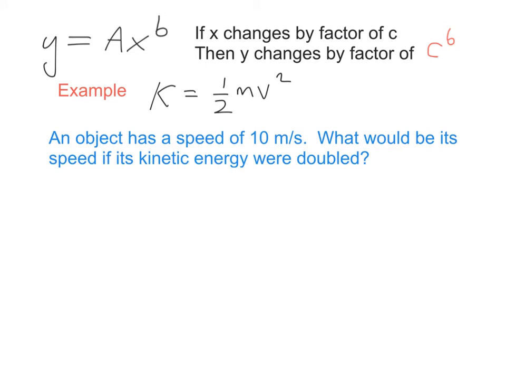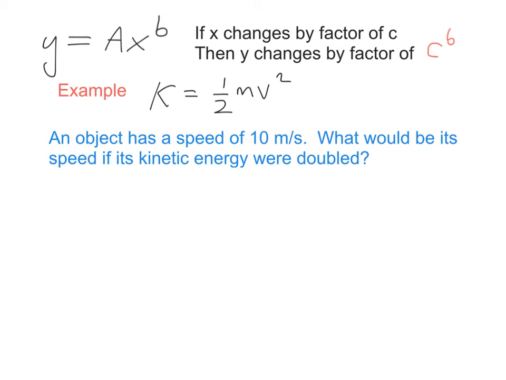An object has a speed of 10 meters per second. What would be its speed if its kinetic energy were doubled? The first thing we need to note is that we're being asked in this question how changes in the kinetic energy will impact the speed. But we have our equation written to get the kinetic energy in terms of the speed. We want to turn that around. So let's solve this equation for the speed.